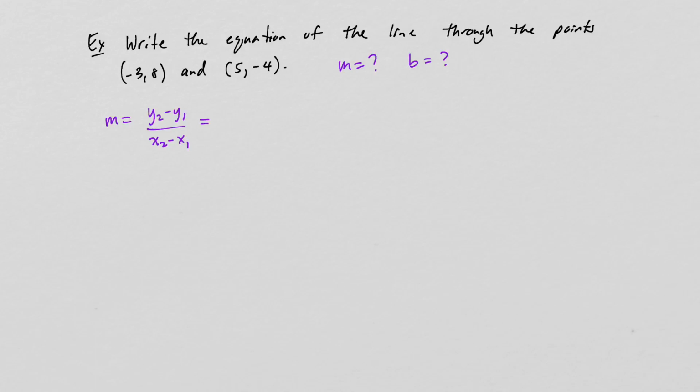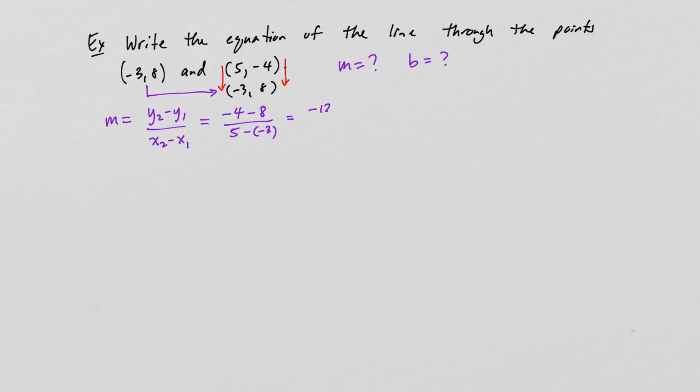Now what I like to do here is take one of my 2 points and write it underneath the other point. This allows for easier subtraction. And that red arrow that I'm drawing here indicates that I'm going to subtract the y values in this order, and I'm going to subtract the x values in the same order. And so our slope here is -4 minus 8 divided by 5 minus -3.